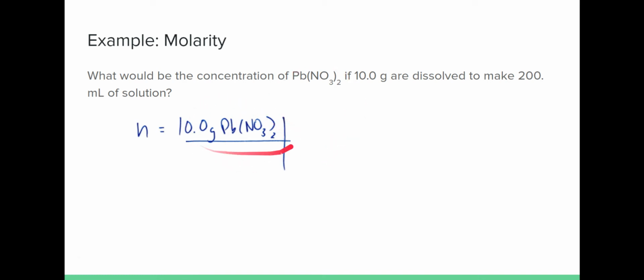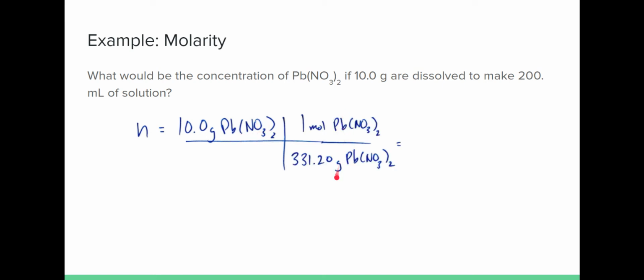Before I can find the number of moles of lead-2 nitrate that are in this solution, I need to find, well, what is the molar mass of lead-2 nitrate? Using my periodic table, I can look up the molar mass of lead, add that to twice the molar mass of nitrogen, and 6 times the molar mass of oxygen. I combine all of those masses together, and I can find that the molar mass of lead-2 nitrate is approximately 331.20 grams. I do my simple unit conversion.